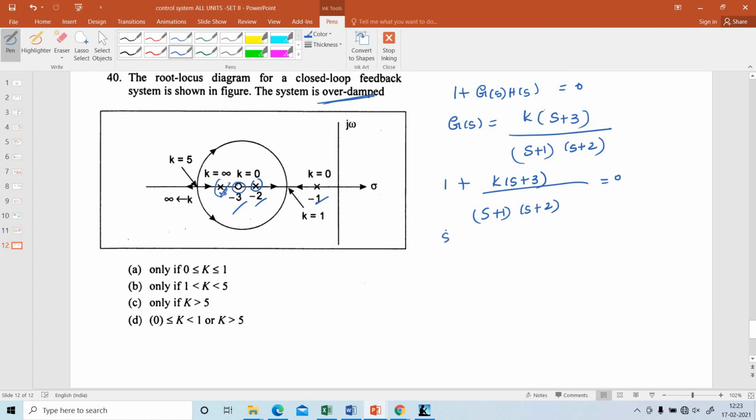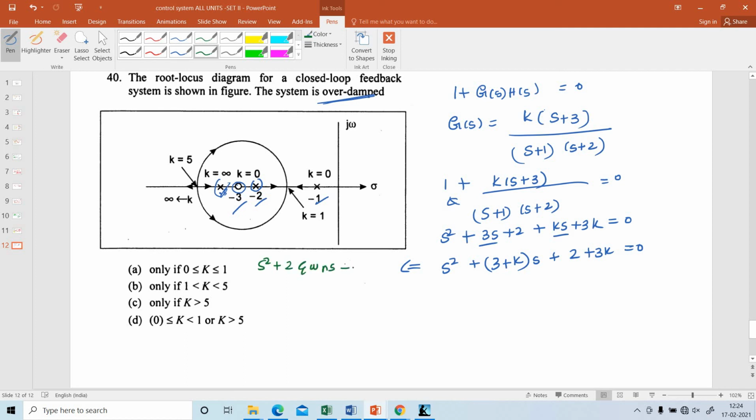So cross multiply this: s square plus 3s plus 2 plus Ks plus 3K equal to 0. s square, now I have to combine the s terms. So (3 plus K) into s plus 2 plus 3K equal to 0. So what is the standard second order equation? The standard second order equation is s square plus 2 zeta omega n s plus omega n square equal to 0. From this, what is omega n? Omega n is square root of (2 plus 3K). And what is zeta? 2 zeta omega n is equal to 3 plus K. So zeta is equal to (3 plus K) divided by 2 into square root of (2 plus 3K).